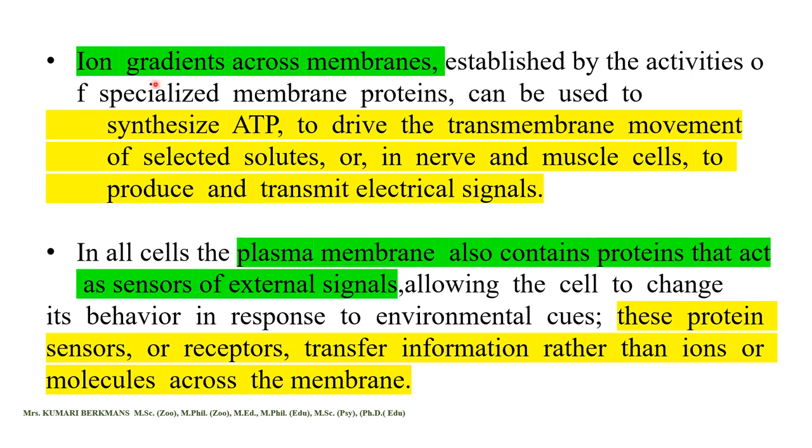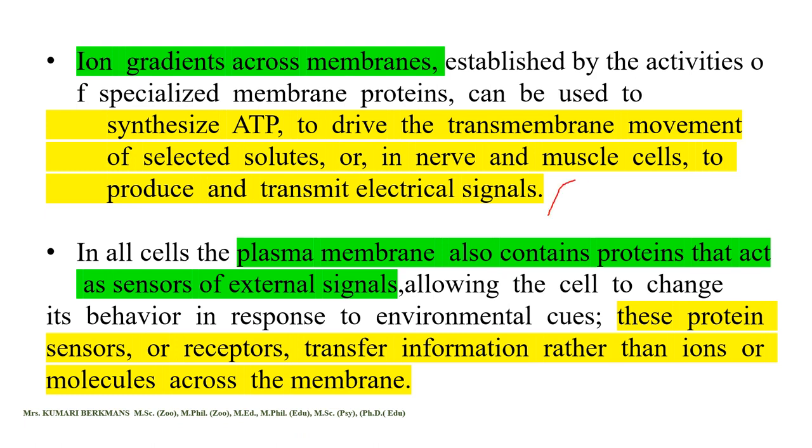Ion gradients across membranes established by the activities of specialized membrane proteins can be used to synthesize ATP, to drive the transmembrane movement of selected solutes, or in nerve and muscle cells to produce and transmit electrical signals. I hope you understand. Look here, the ion gradients across the membrane, in the sense, the cell membrane.